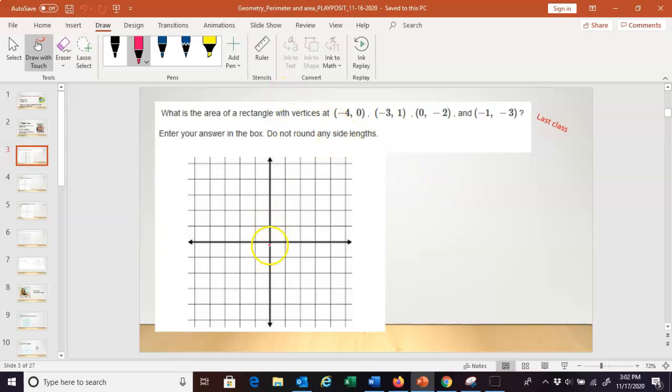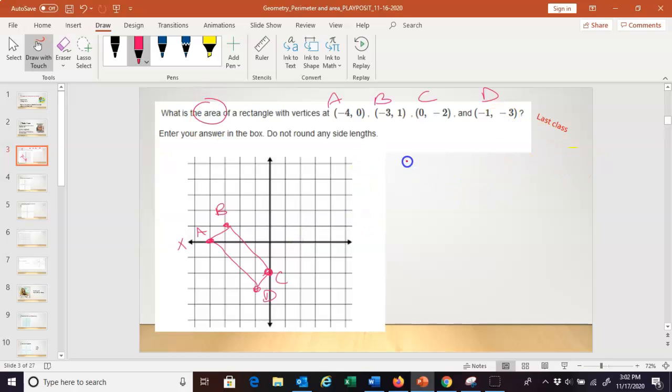When you're given these coordinate points, we're going to go ahead and plot them. I'm going to label them A, B, C, and D. So we start at the origin in the center. We'll go in the x direction first. -4, 0 is A. -3, 1 is B, and 0, -2 is C, and -1, -3 is D. All right, so now we have a rectangle here. It tells us it's a rectangle, so we can go ahead and connect our points as best we can. There we go. So it wants us to find the area.